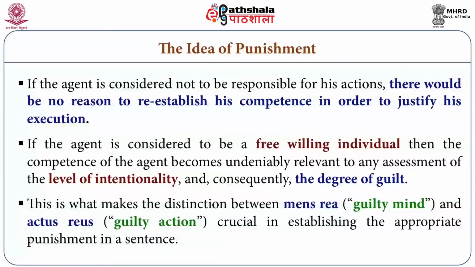In other words, if I didn't know what was right or wrong, if I didn't know what was crime or not crime, then how can I be punished? So my mental state is determinative of the punishment that's meted out. So this is what makes the distinction between what's called mens rea, we can translate that as guilty mind, and actus reus, we can translate that as a guilty action, crucial in establishing the appropriate punishment in a sentence.